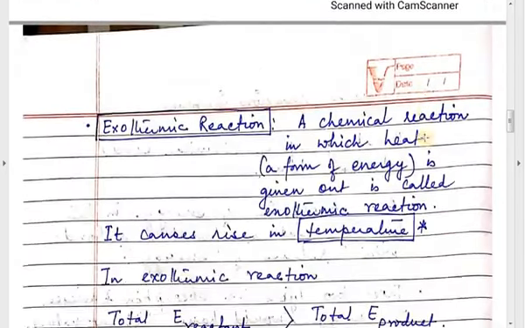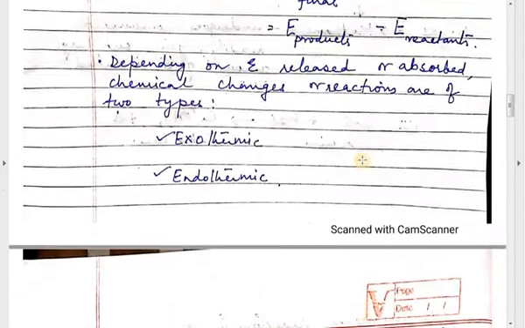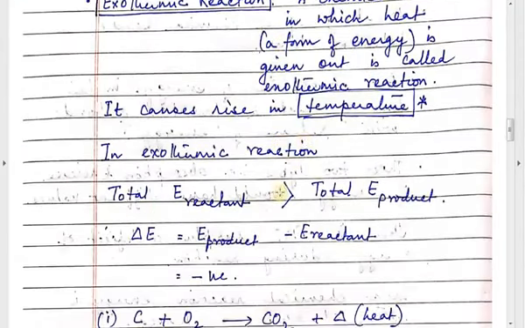So move forward. The exothermic reaction is a chemical reaction in which heat is given out. Therm is heat, exo means out. So it is exothermic. Heat is generated. Now there is a rise in temperature. This rise in temperature, I have put the star mark, is discussed over here. So there is a rise in temperature.